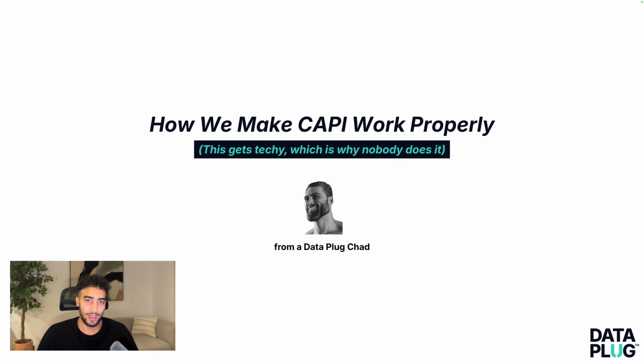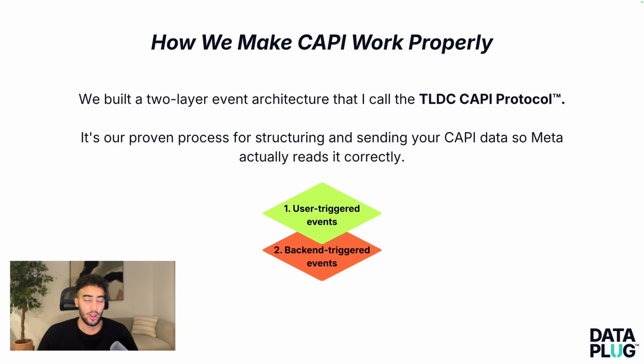So how do we make it actually work properly? And by the way, this gets techy, which is why nobody does it. First thing is we build a two-layer event architecture that I call the TLDC CAPI protocol. It's our proven system for structuring and sending the CAPI data back to Meta so it treats it properly. And the two layers are, first of all, user triggered events. Second of all, backend triggered events.